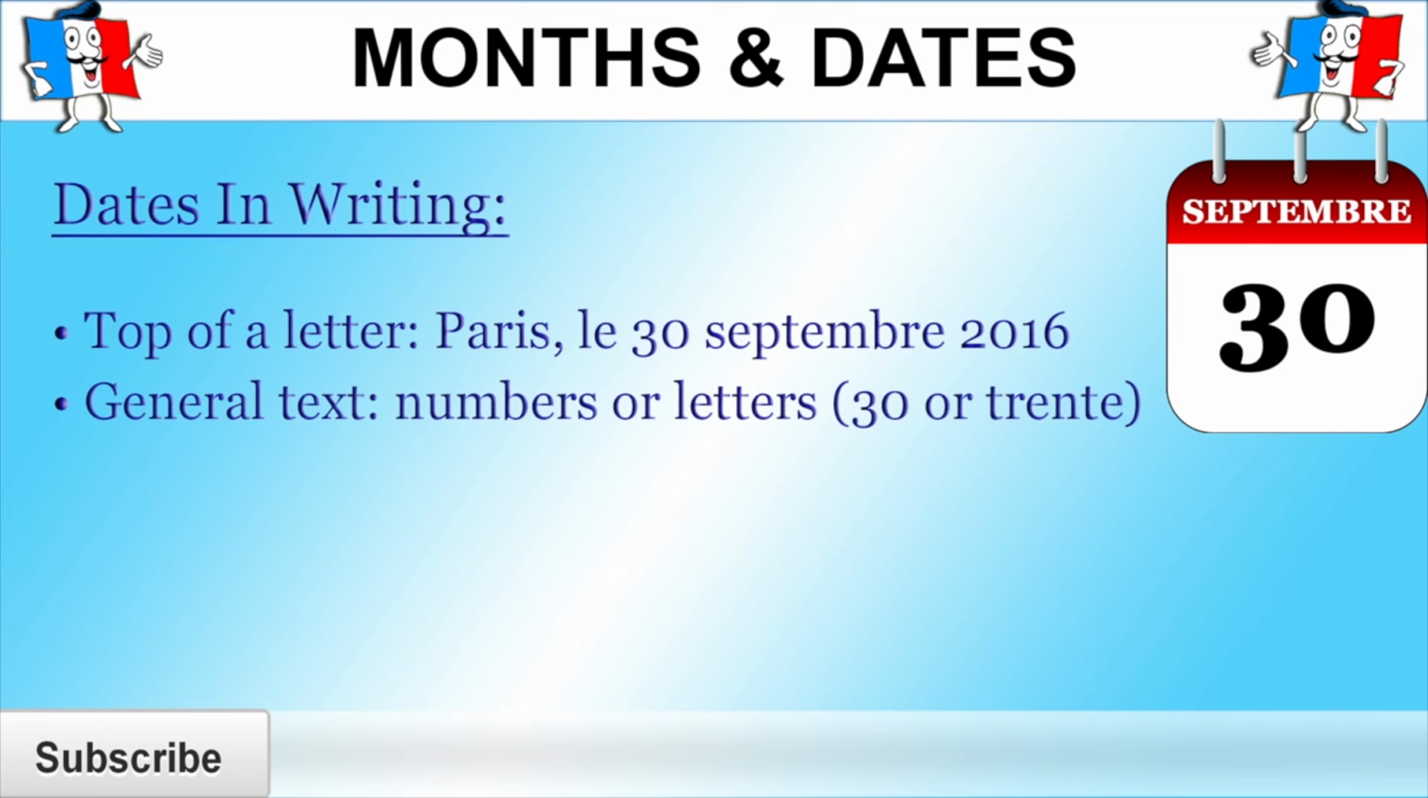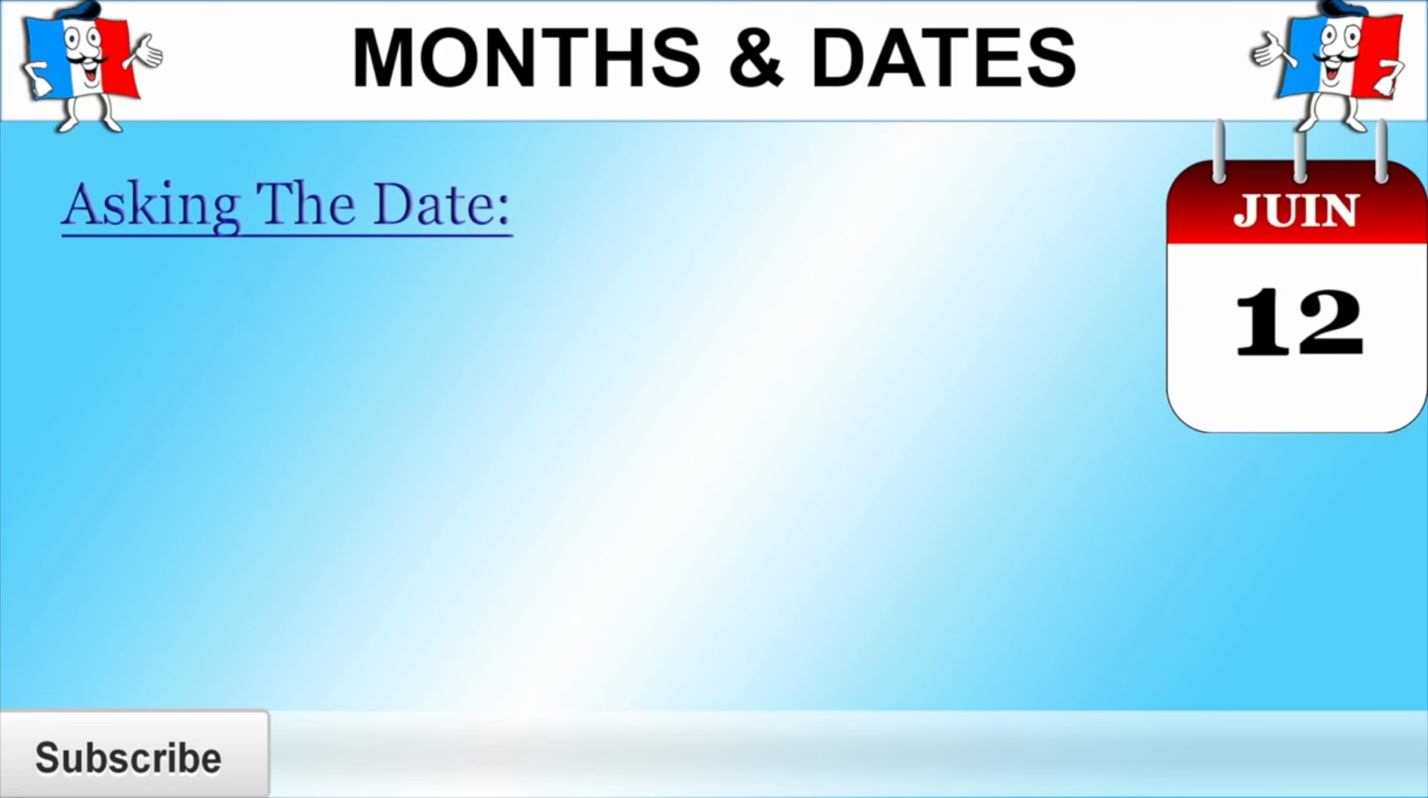If you're writing the date in a general text, for example, say if you're making arrangements to meet someone, then the numbers can be written as numbers or spelled out. And another thing to keep in mind is that if you need to write the date using only numbers, in French, the day comes before the month. So if it was the 30th of September 2016, then you would write 30/09/2016.